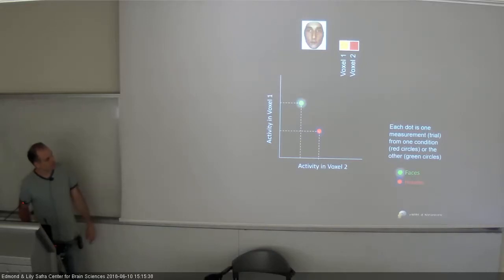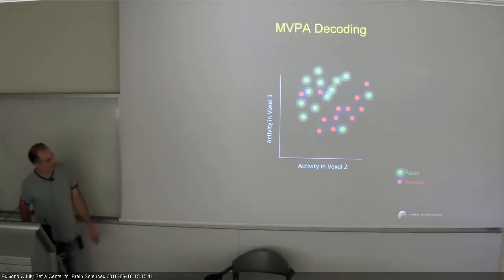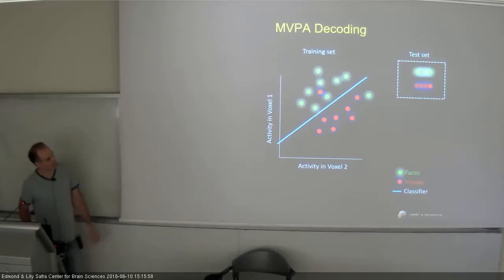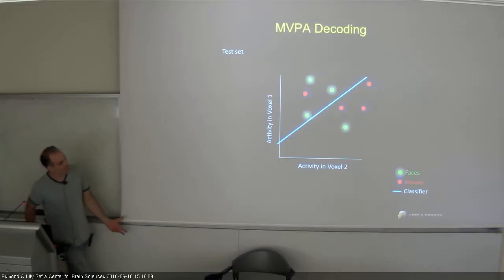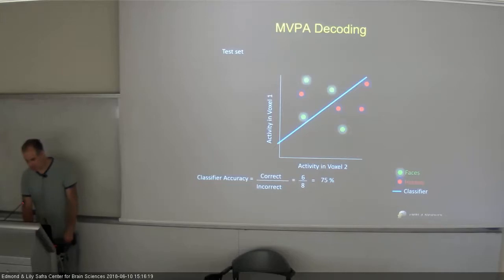And if I collect enough of these, I can have a population of activation in this space, and then I train a classifier. I take some percentage of the trials and save them as a test set, and with the remaining trials, I train the classifier to create some boundary. Now when I apply this rule to the test set, I get a correct classification in this case for 75% of the cases. The reds should be below the boundary, the greens on the upper part of the boundary, and this is the idea of classification.